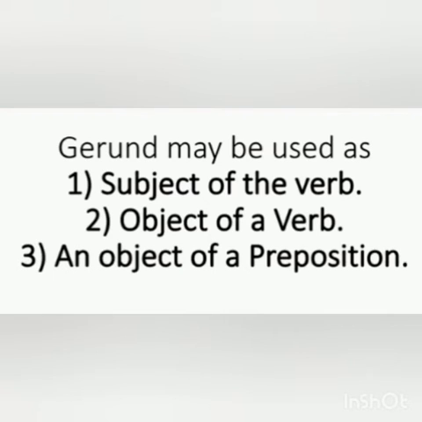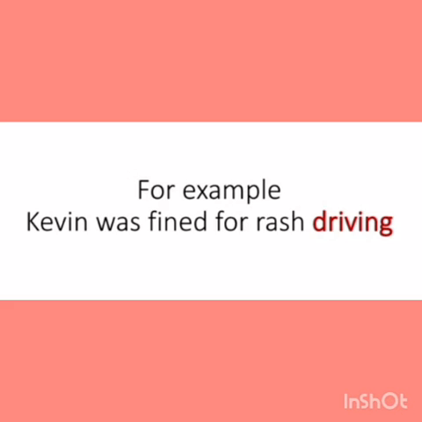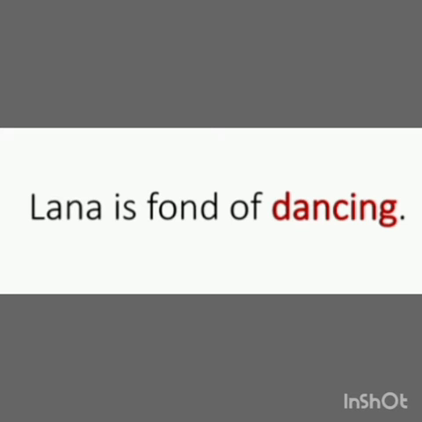For example, Kevin was fined for rash driving. Here the word driving is formed by adding ing to the verb drive and does the work of a noun. Second example, Lana is fond of dancing. Here the word dancing is formed by adding ing to the verb dance and does the work of a noun. So students, remember that gerunds are forms of a verb ending in ing and act as a noun.